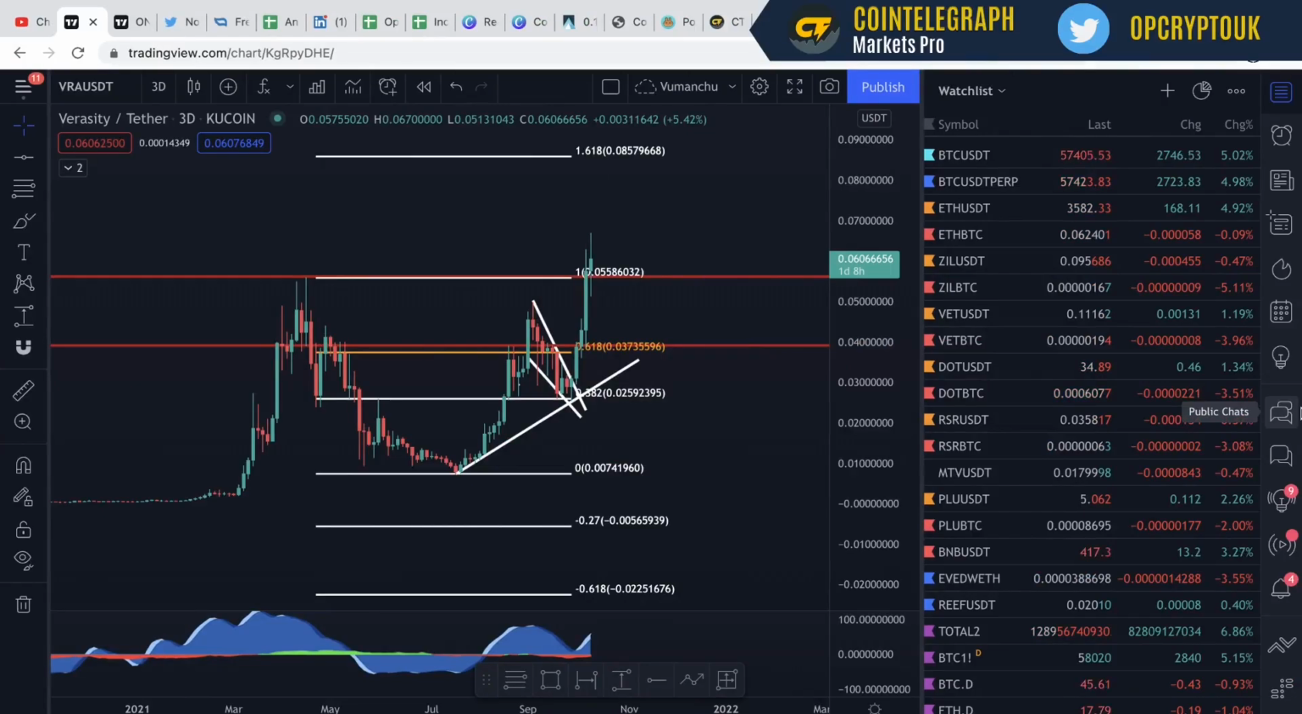Hi guys, welcome to Operation Crypto on this price analysis update on Verasity, which is ticker VRA. We'll take a look at the asset in both the USDT and the BTC pairings and identify a few levels where we could potentially invest if we've got any support regions or Fibonacci levels below.